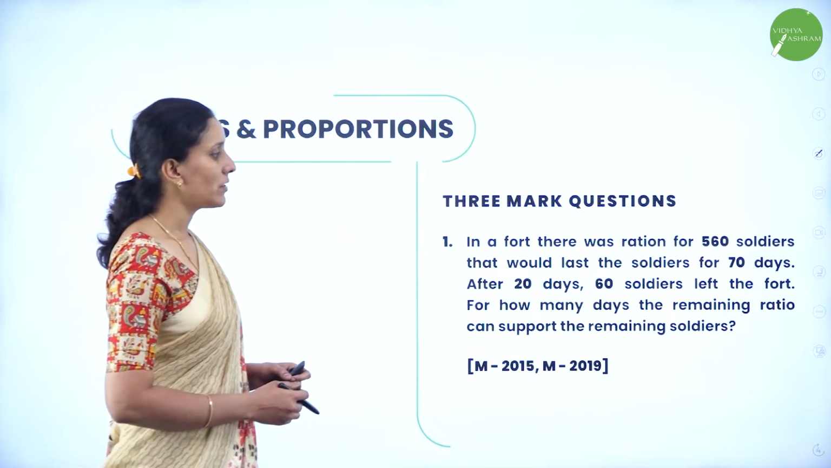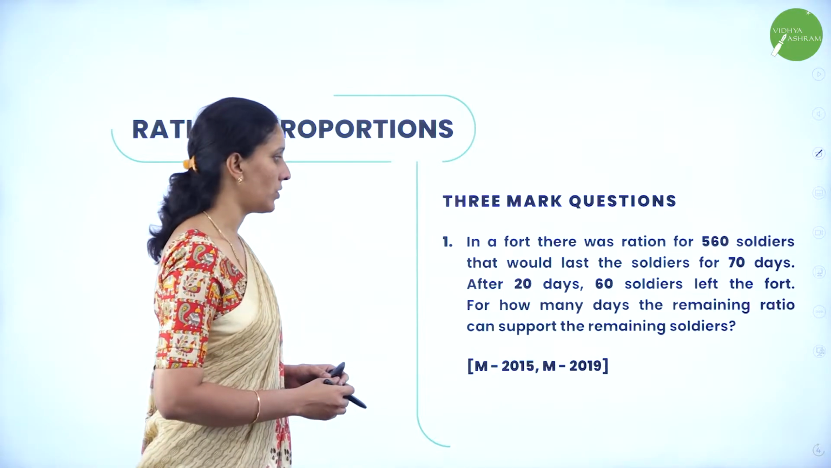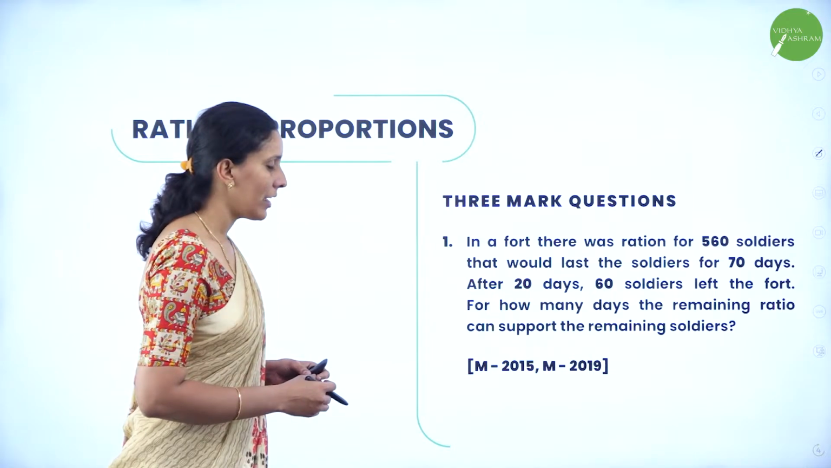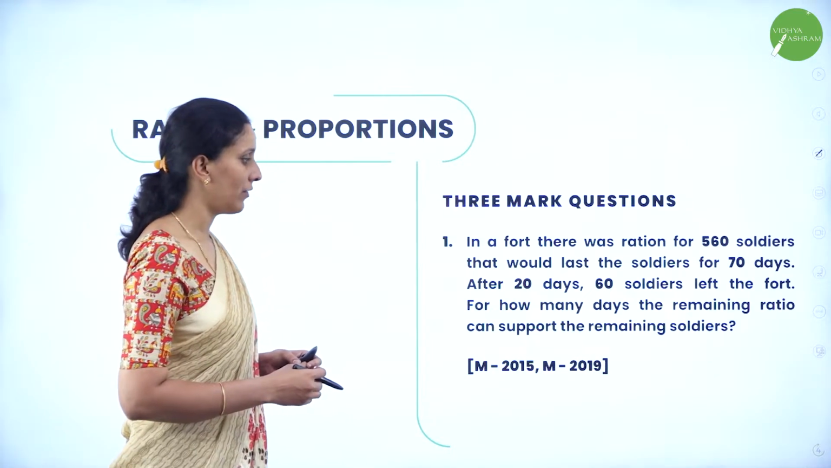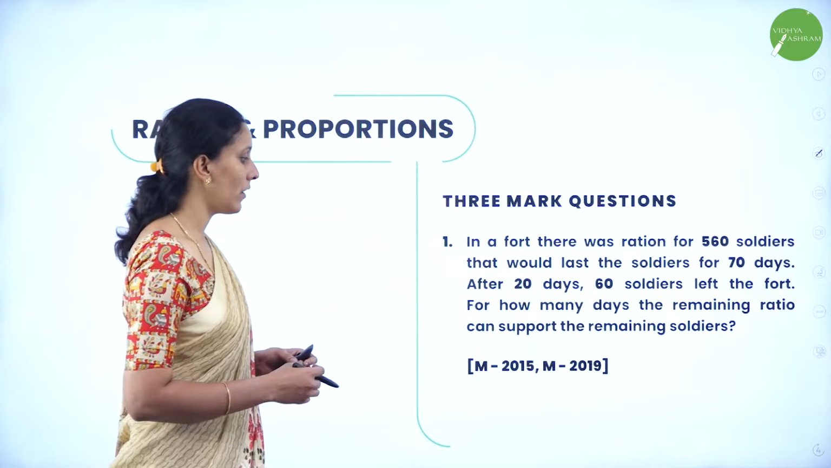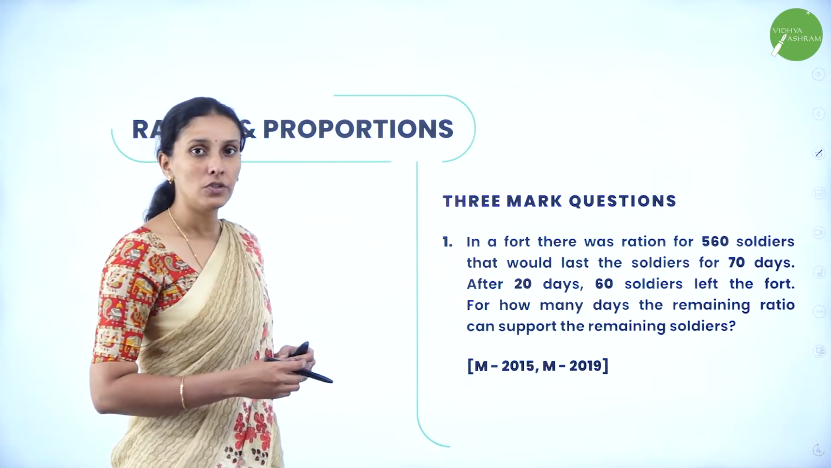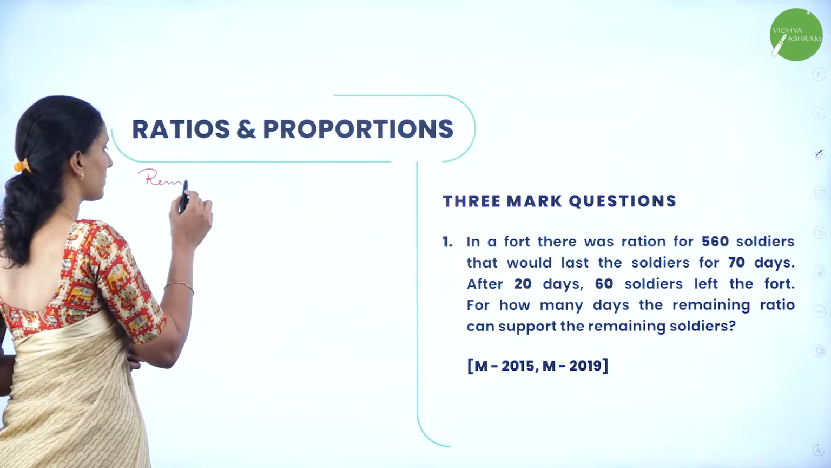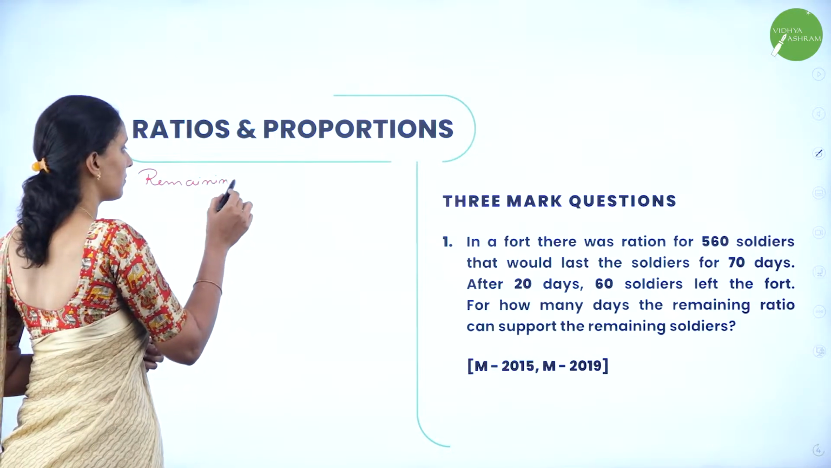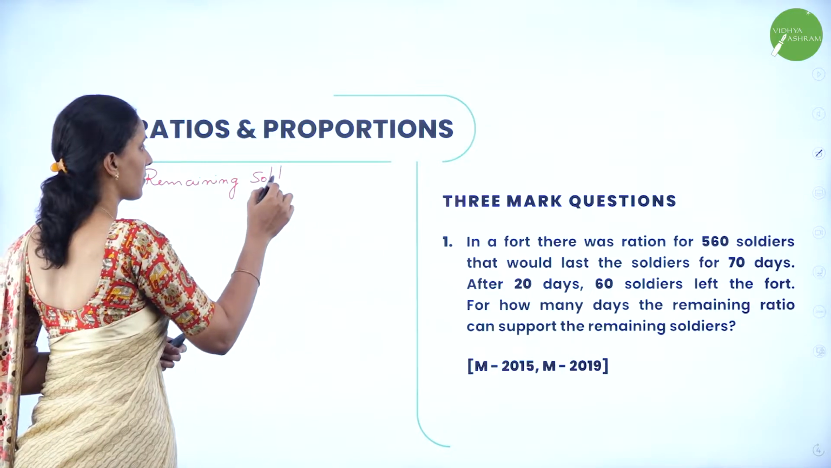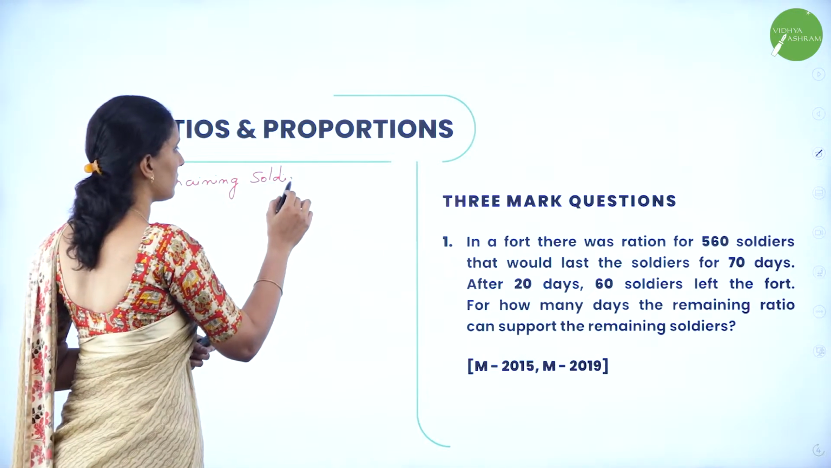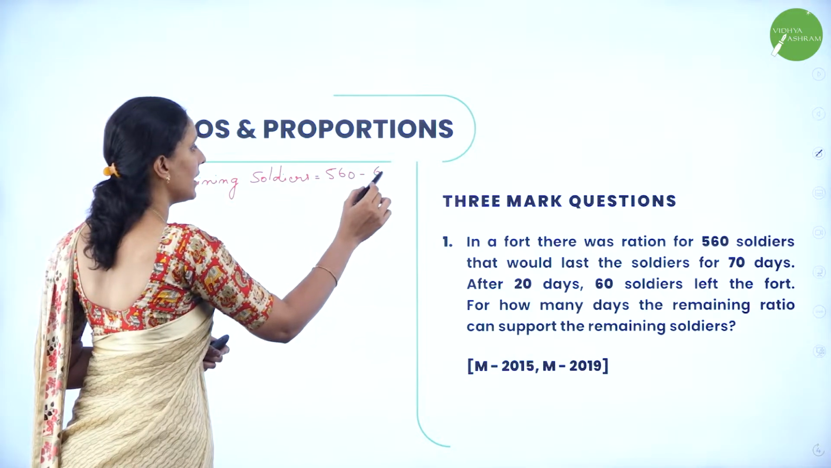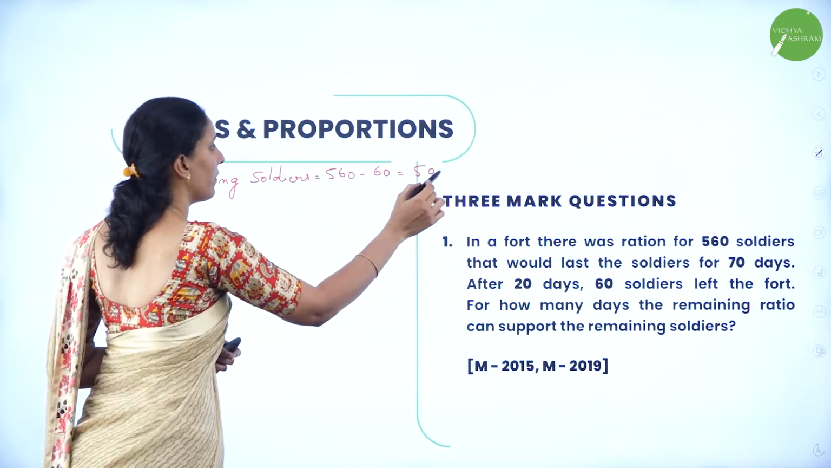In a fort, there was ration for 560 soldiers that would last the soldiers for 70 days. After 20 days, 60 soldiers left the fort. For how many days can the remaining ration support the remaining soldiers? So first, let us write the remaining number of soldiers. 60 left. So therefore, we are left with 500.